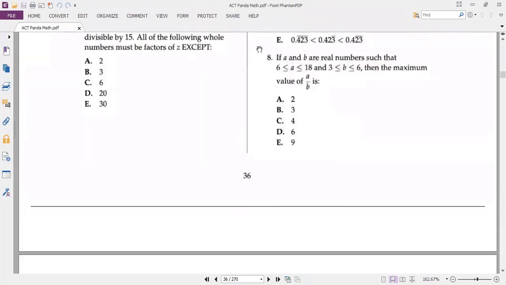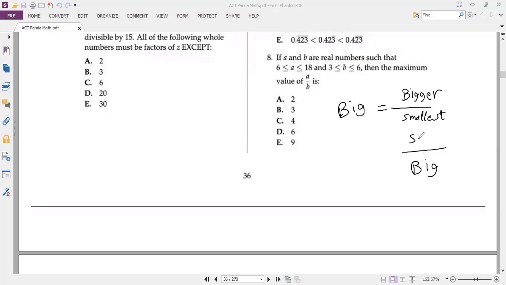Number 8. This is a very tricky one. The idea of number 8: if we have the smallest denominator possible and the biggest numerator possible, then the fraction will be big. In the other way, if the numerator is small and the denominator is bigger, the fraction should be smaller.